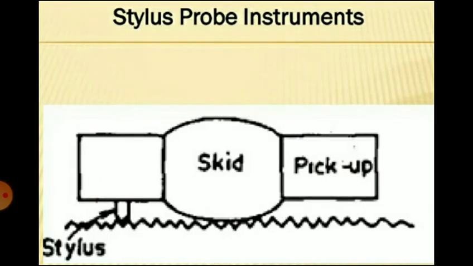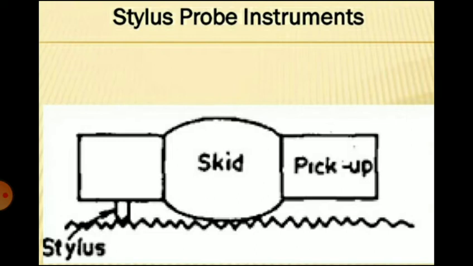So this is a stylus probe instrument. You can see in the diagram there is a stylus, then the skid and pickup, and at the bottom you can see the surface of a workpiece. The principle used for this instrument is that if a finely pointed probe or stylus is moved over the surface of a workpiece, a vertical movement of the probe or stylus caused due to irregularities can be used to assess the surface finish of the workpiece.